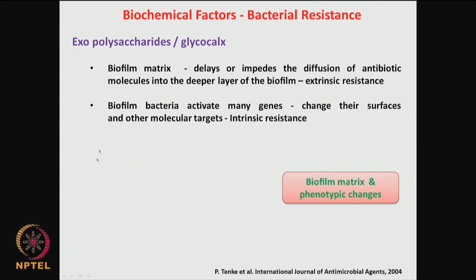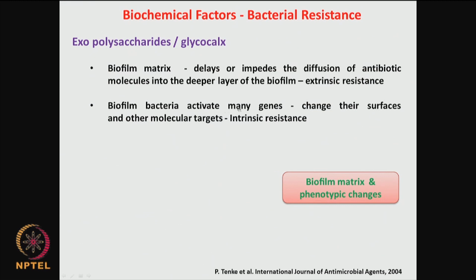What are the other biochemical factors which lead to bacterial resistance? You have the exopolysaccharides and glycocalyx. These are sugar and protein combinations. They form a thick matrix on top of the bacteria, so it delays or impedes the diffusion of antibiotic molecules into the deeper layers of the biofilm. So, they are more like a physical prevention.